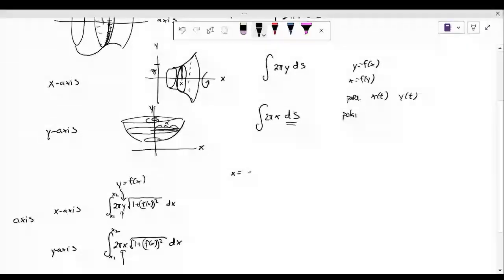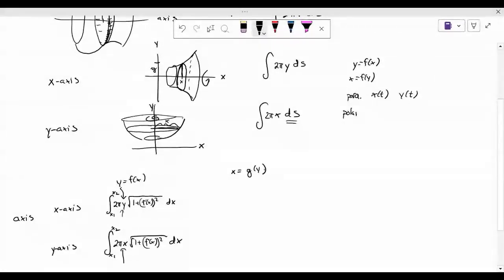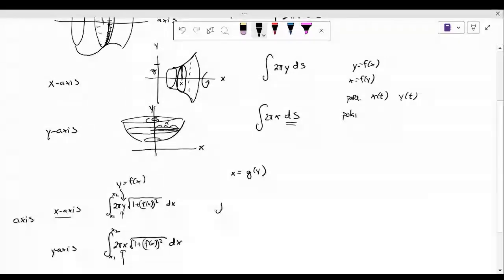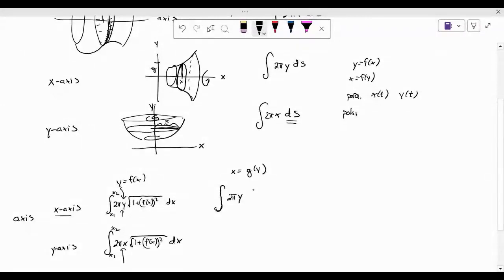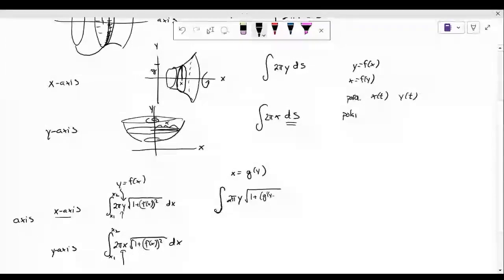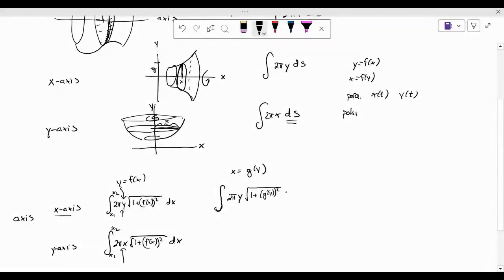So now suppose x is a function of y instead, and you're rotating about the x-axis still. So your circumference is 2 pi y. And because x is a function of y, we'll be integrating with respect to y, and we'll be using that ds formula when x is a function of y. We're integrating with respect to y, therefore bounds are y values, and there's no need to replace this y with anything because we're integrating with respect to y.